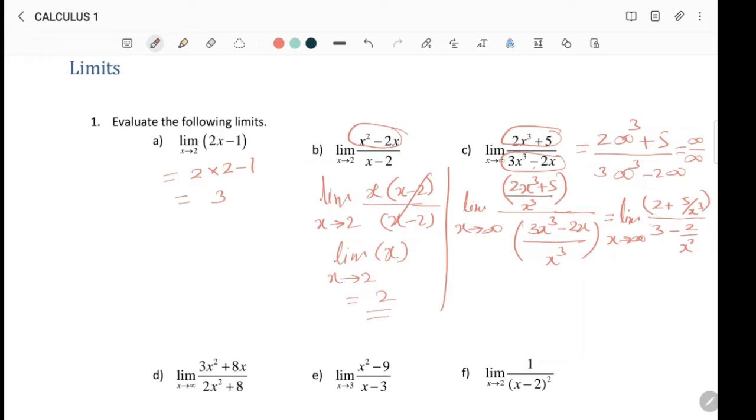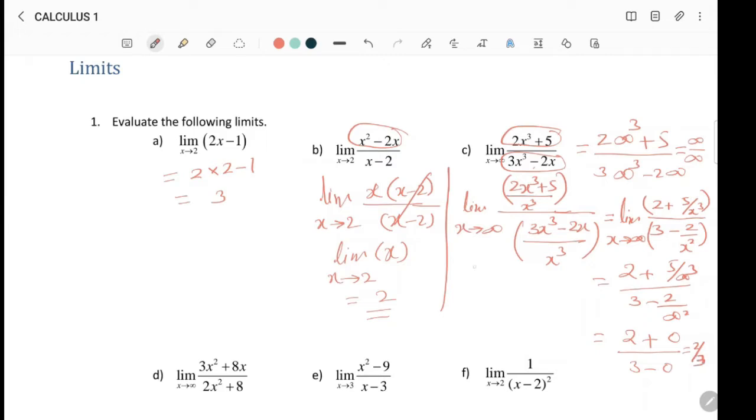Okay, great. Now put the limit as x tends to infinity. So this is 2 plus 5 over infinity cubed over 3 minus 2 over infinity squared, right? 5 over infinity will be 0 because we are dividing 5 by a very large number. So 2 plus 0 over 3 minus again 2 over infinity, that's 0. So the answer is 2 over 3, right?